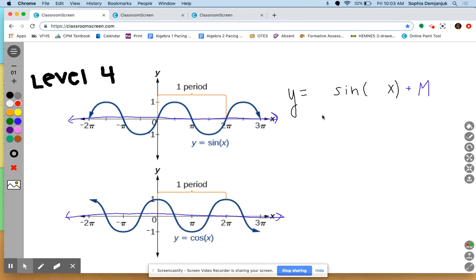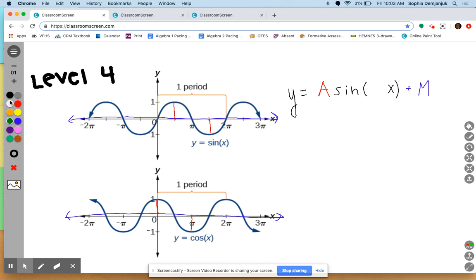The second thing that you're going to have is an A out in front of your sine, and that is the distance from the midline to the maximum or the midline to the minimum, called the amplitude. You can find that in cosine as well.